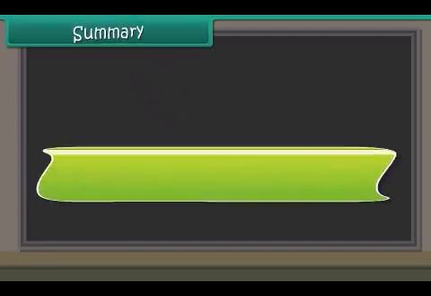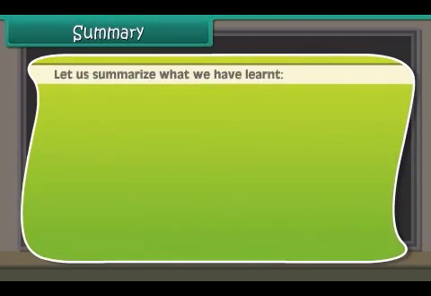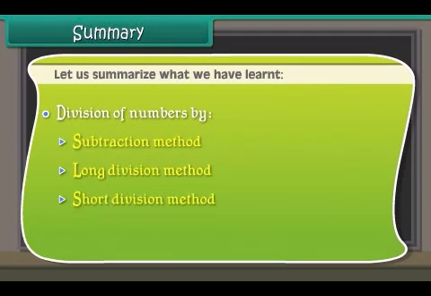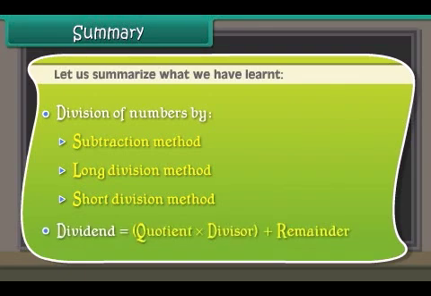Summary. Let us summarize what we have learned. Division of numbers by the subtraction method, long division method, and short division method. Dividend is equal to quotient into divisor plus remainder.